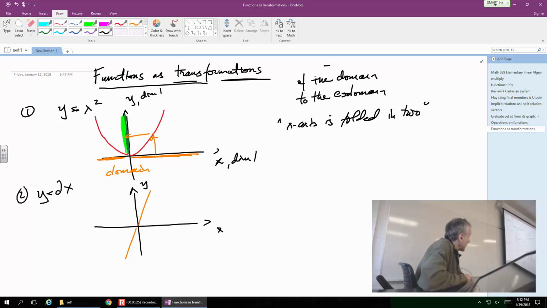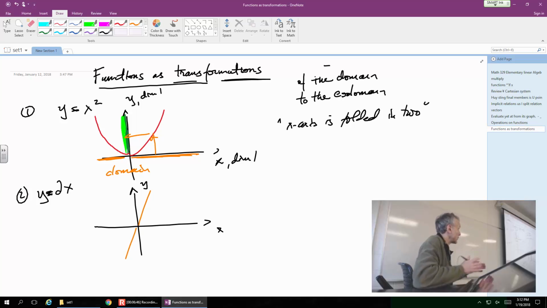So we'll get there. But at this point, let's suppose we're talking about a simpler linear function. y equals 2x is our function. Okay, so what does it do?